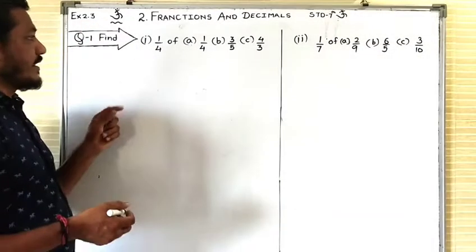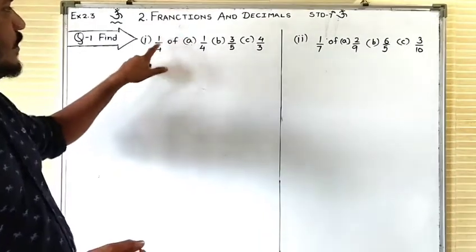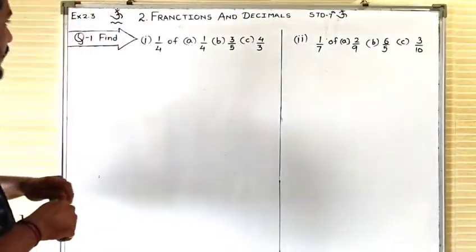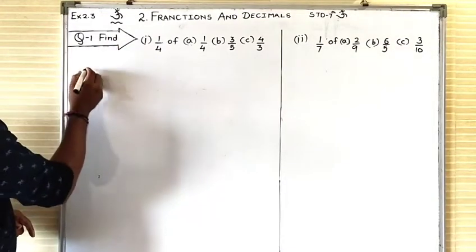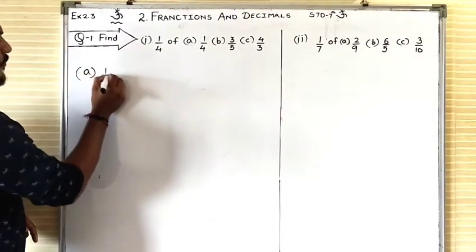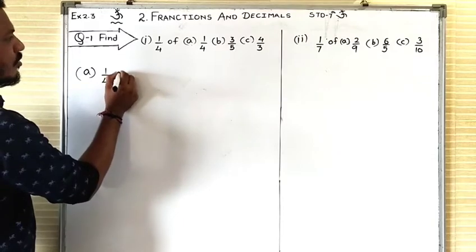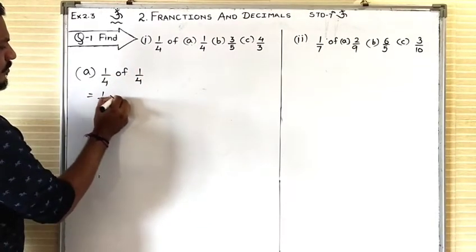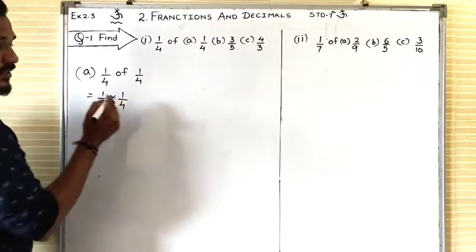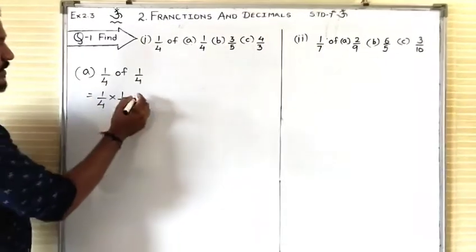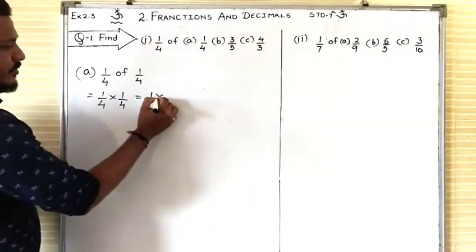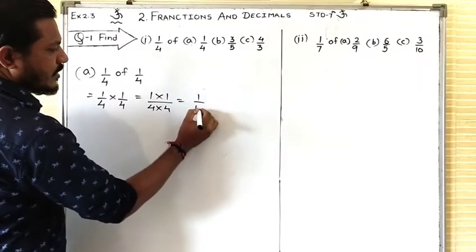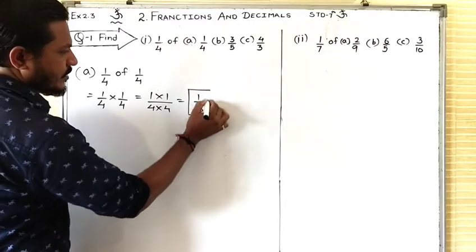As 2.3, find 1/4 of 1/4, 1/4 of 3/5, 1/4 of 4 by 3. So let us start. First one, A, 1/4 of 1/4. 1/4 multiply by 1/4. As I told you, in place of "of" you have to put the multiply sign. Then 1 into 1 and 4 into 4. 1 into 1 gives 1 and 4 into 4 gives 16.